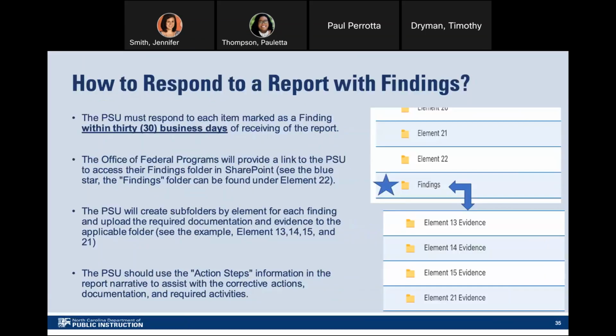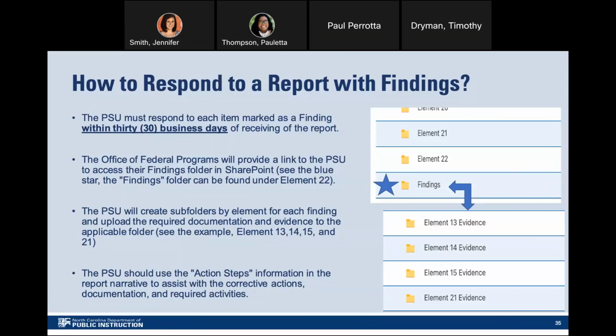So how to respond to a report with findings? As mentioned, PSUs will receive an official report within 30 business days after the event. The PSU now must respond to each item marked as a finding within 30 business days of receiving the report, and that specific date will be identified within the report. The Office of Federal Programs will provide a link to the PSU to access their findings folder in SharePoint.